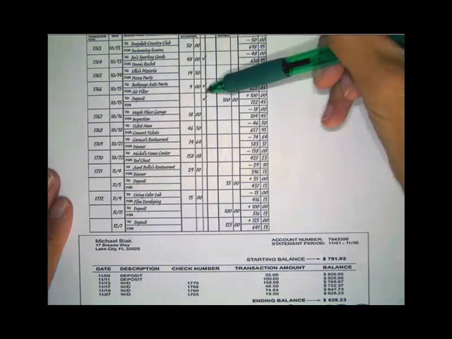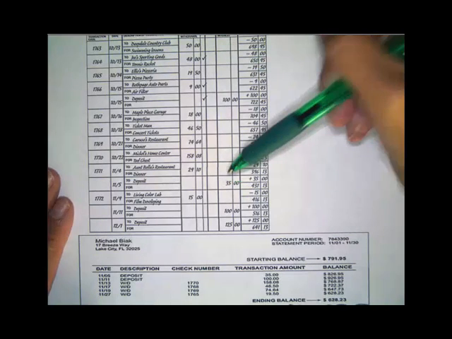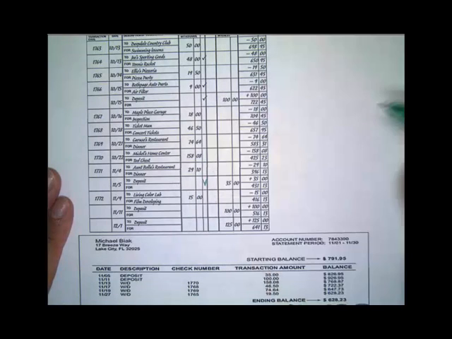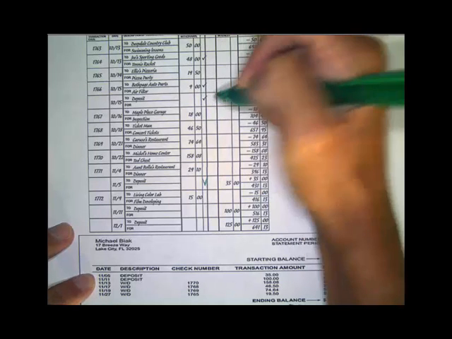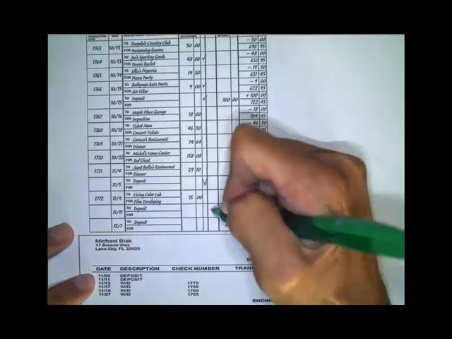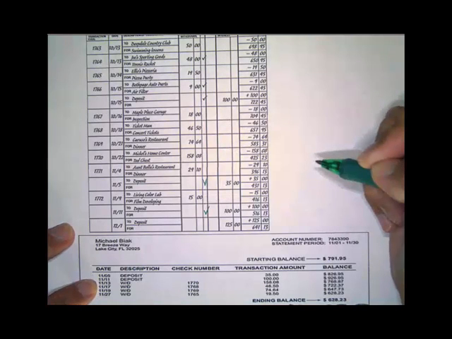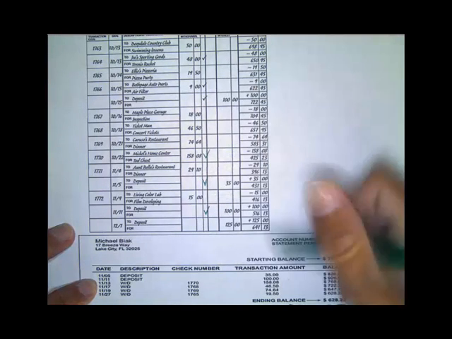So his deposit for $35 needs to be checked off. His deposit for $100 checked off. Then we have a withdrawal $17.70 for $158.08, and we want to make sure they match what the bank says and what we have written down.